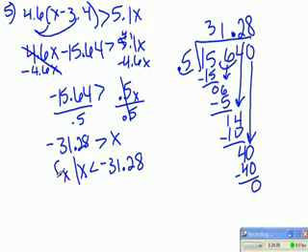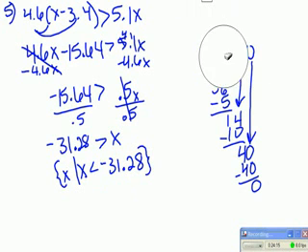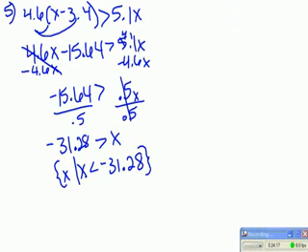Put it in set builder notation, just like that. Then I need to check my answer. So over here I'm going to do a check. I need to choose a number less than negative 31.28. Pretty much anything I choose in this case is going to be a little bit more difficult than most of the ones we've done, so it doesn't really matter. I'm going to choose negative 32.